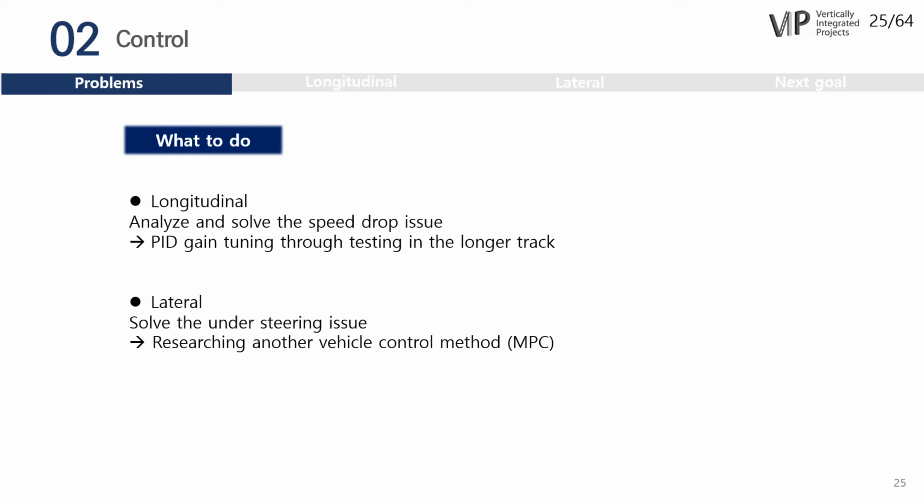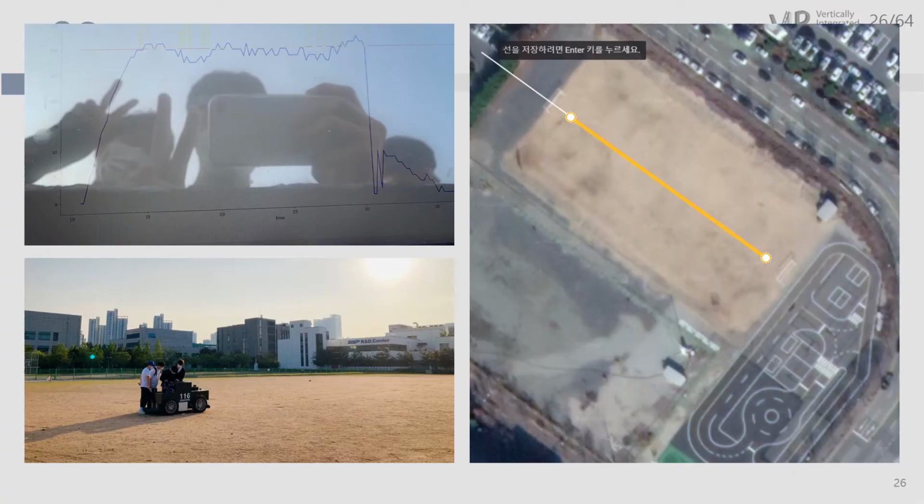Thus, we proceed with PID gain tuning on a longer straight path to solve the problem of velocity drop. And lateral control has begun the study of MPC control, a new control technique, to solve the understeer. We also received information of a 70-meter track on the ground which is flatter than the other, so that we could minimize possibilities of errors.